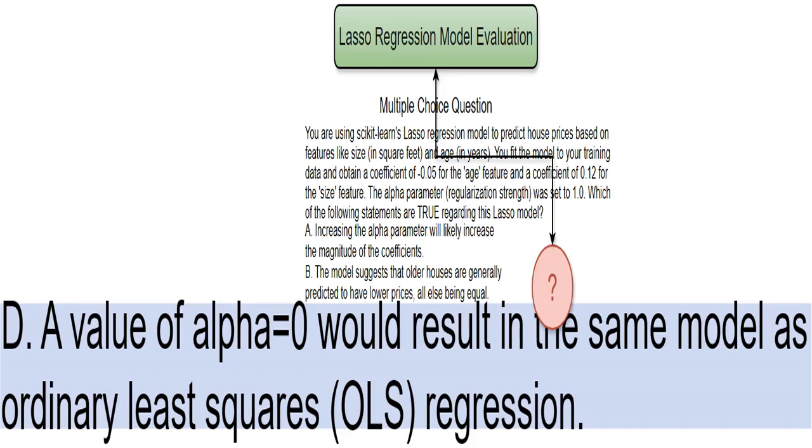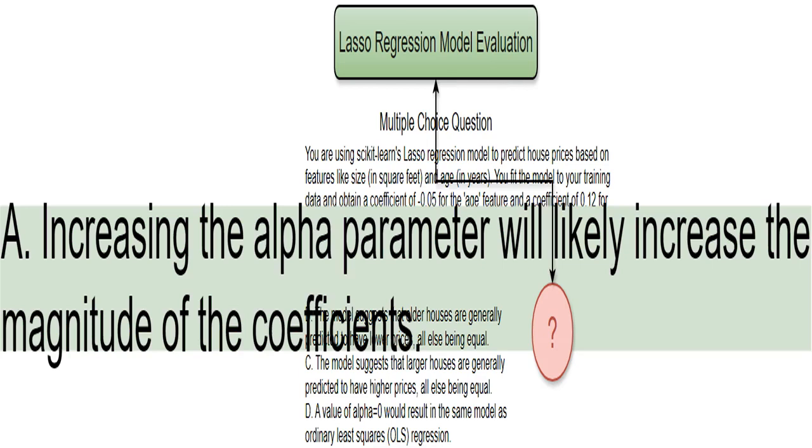Alpha is a parameter that controls how much the model simplifies itself, regularization. If you set it to 0, the model becomes identical to an ordinary least squares regression, OLS. OLS is a simpler model without regularization. This is incorrect. Increasing alpha actually makes the coefficients smaller, pushing them towards 0. This is because a larger alpha increases the regularization strength, simplifying the model.